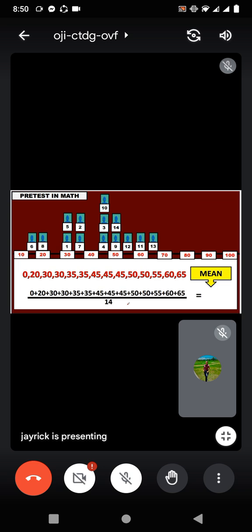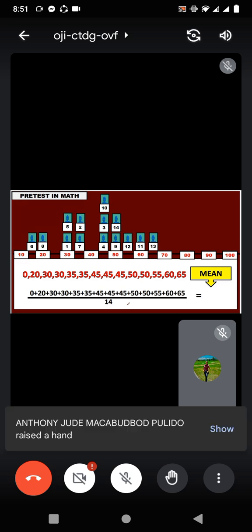Okay, take note, yung original na mean value can be said as a good representative value when it comes to representing the central value of the data set. In this part, we have the new mean value. Okay, what's the new mean value after adding all of these and dividing by 14? Okay, raise your hand. Let's have Anthony Jude Makabutbut. What's the new mean value?